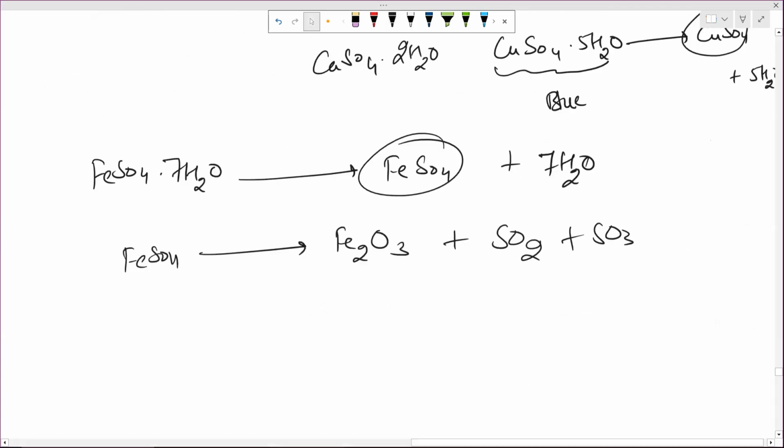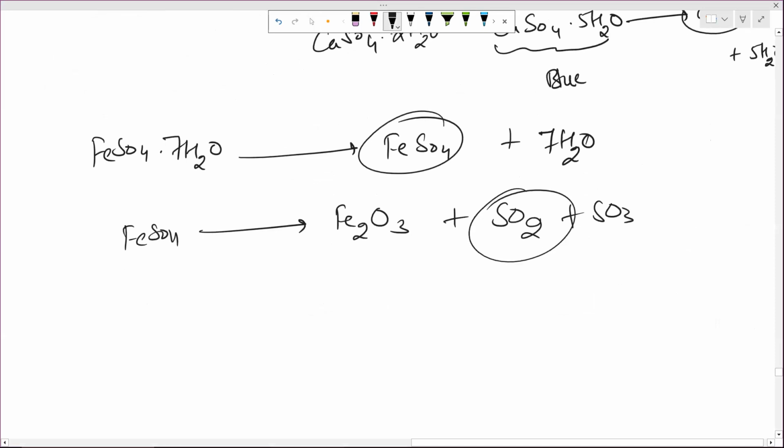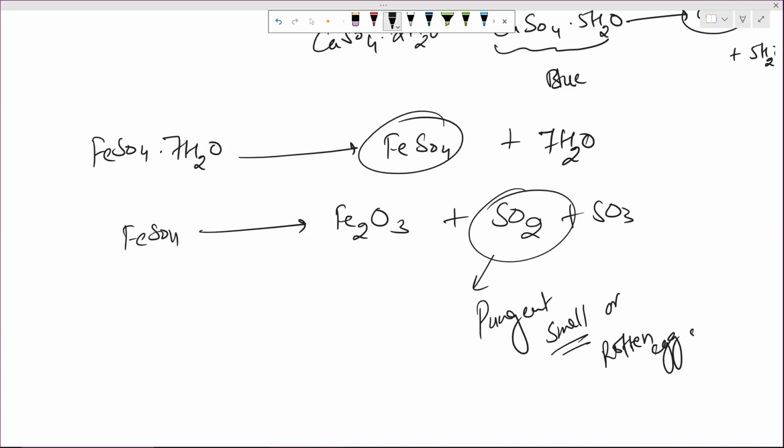And this gas has a pungent smell. It is known as a pungent smell, meaning a rotten egg smell. Okay. And this Fe2O3 is going to have a brown color.